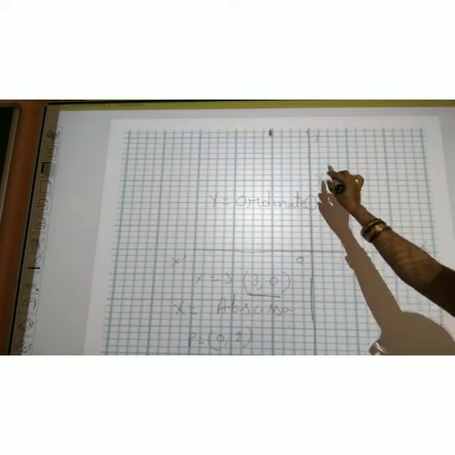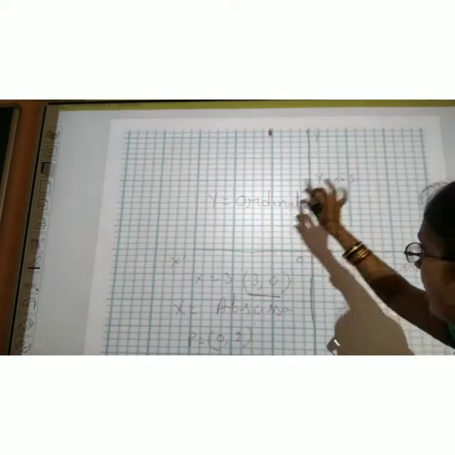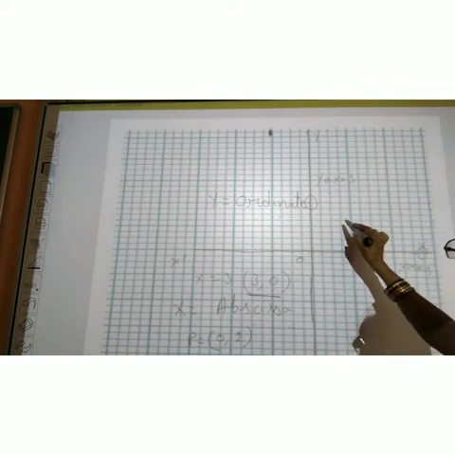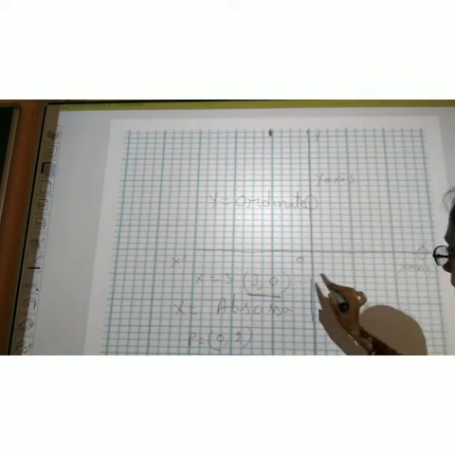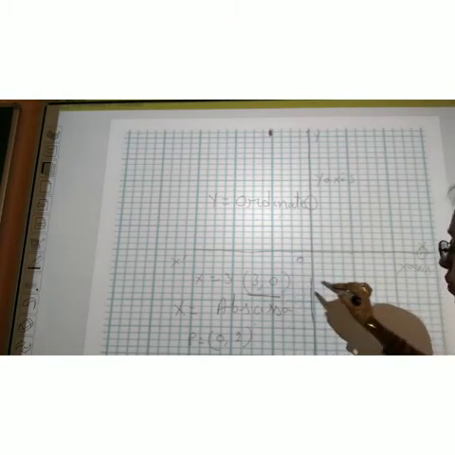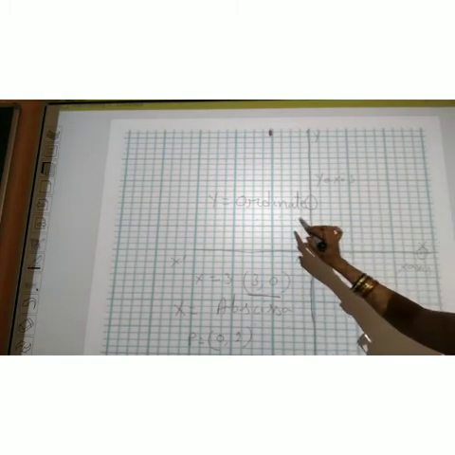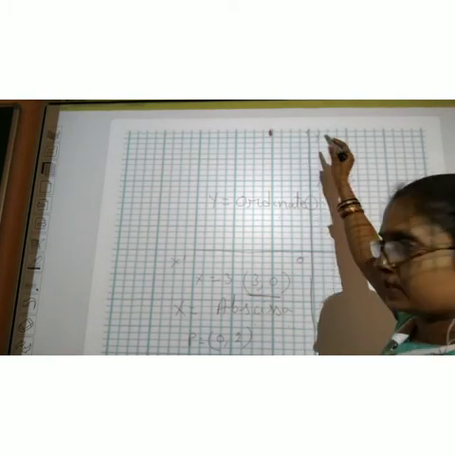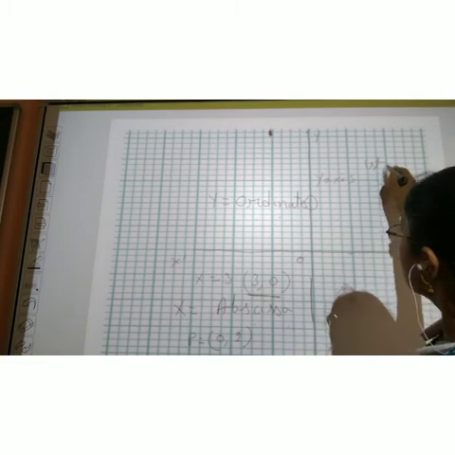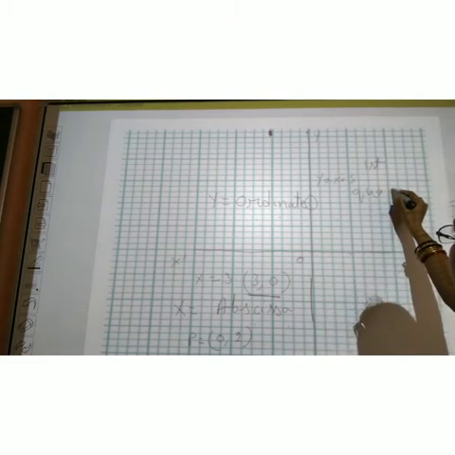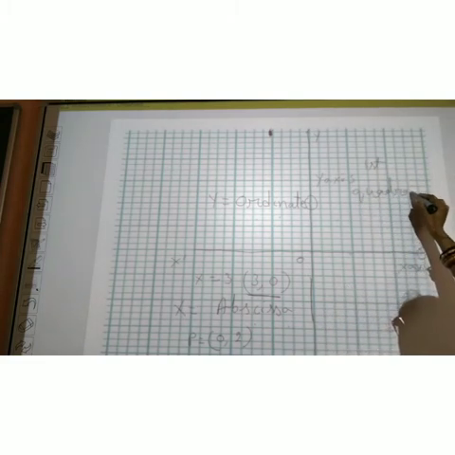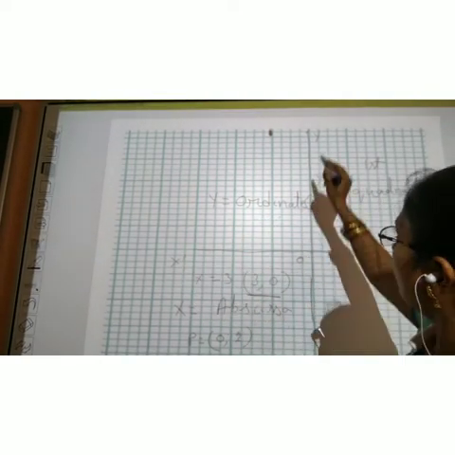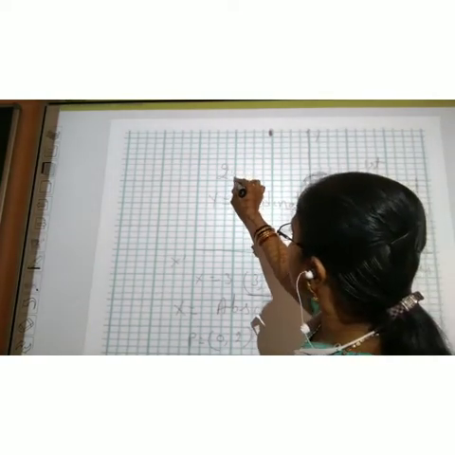In the Cartesian plane, when two lines intersect perpendicularly, that is the x-axis and y-axis, they divide the Cartesian plane into 4 quadrants. See, this is one quadrant, second, third and fourth quadrant. These are the 4 quadrants. The first quadrant is XOY. This is the first quadrant. This is the second quadrant, X'OY. It is the second quadrant.